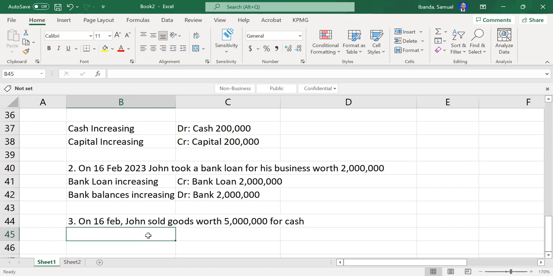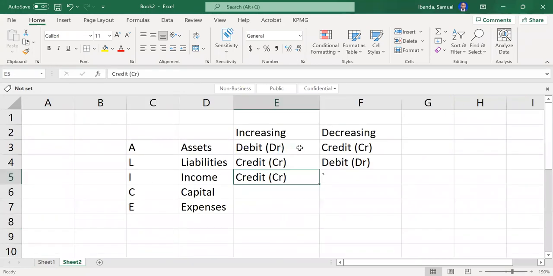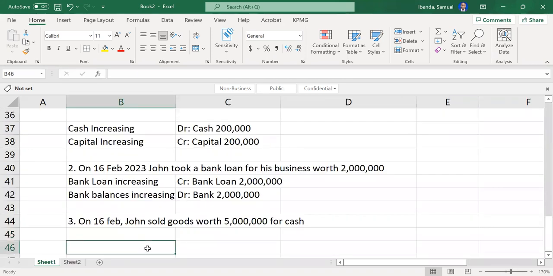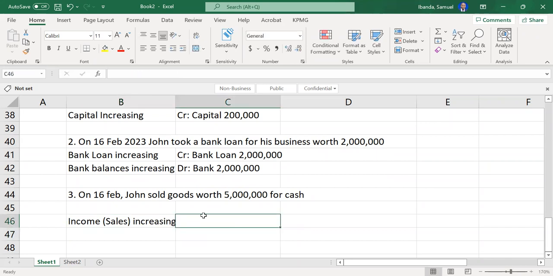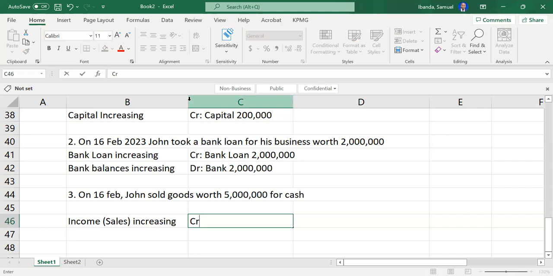So when John sells goods worth 5 million, John earns an income. And when incomes are increasing, we credit. So for this transaction, income is increasing, and our income in this case is called sales. This is sales income. So we will credit our sales with 5 million.